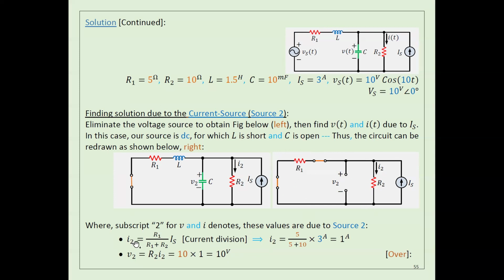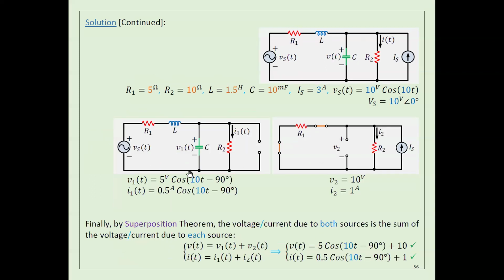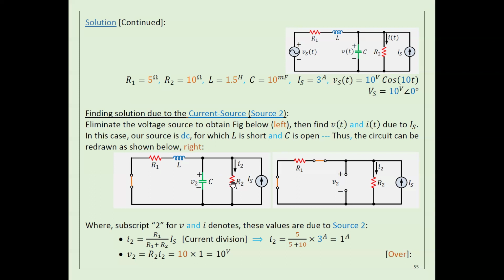Anyway, now I have the current and the voltage here. I also need to find the current and the voltage for the AC circuit and then add them together, as we did before. This circuit has a current source in DC and a voltage source in AC. I want to find the voltage here and the current here.